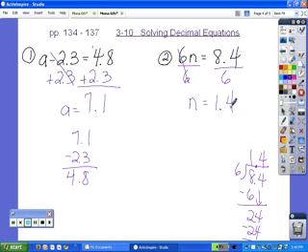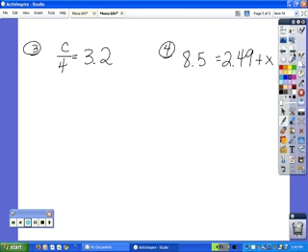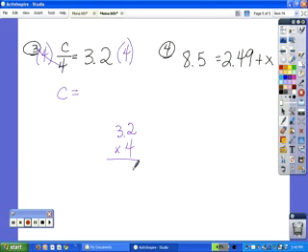I do recommend doing the check work. If you put 1 4/10 in for n and multiply that times 6, you should get 8 4/10. To solve a division equation like c divided by 4, we would have to do its opposite and multiply. So we're going to multiply both sides by 4. That cancels the 4's out on the left, so we have c equals, then we need to multiply 3 2/10 times 4. Put the decimal point in, and our answer is 12 8/10.